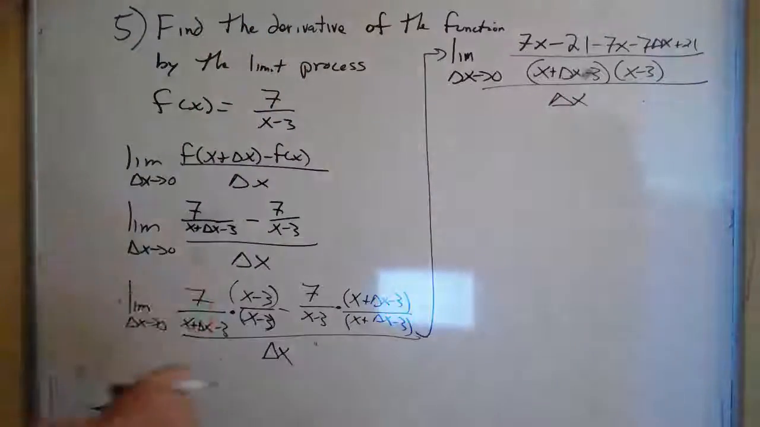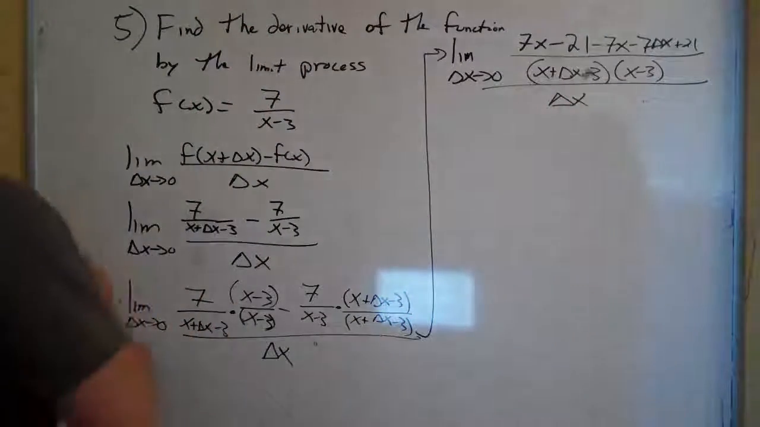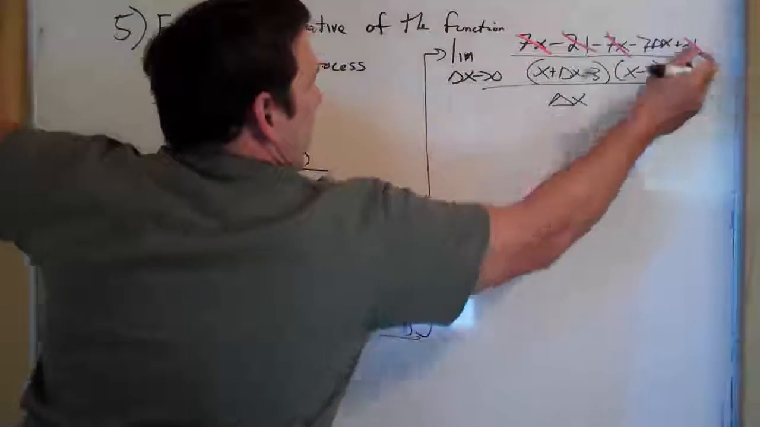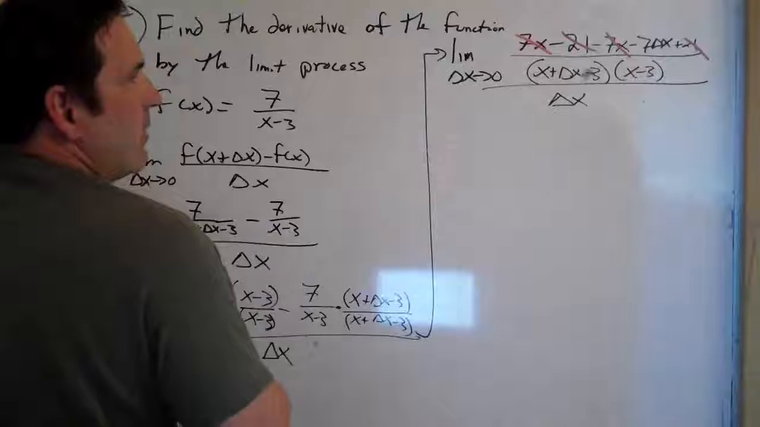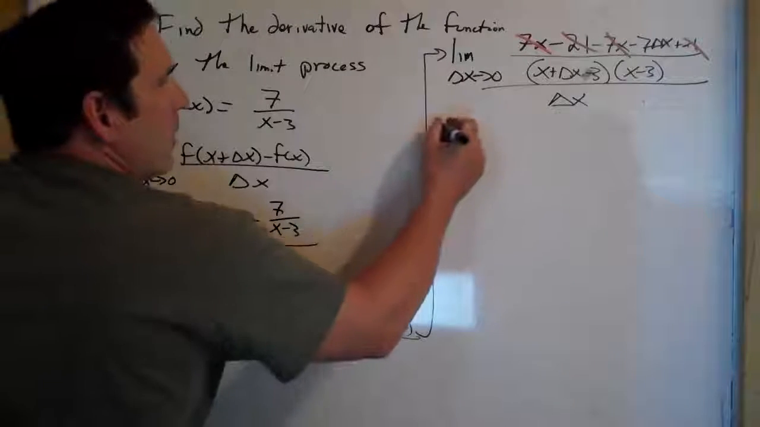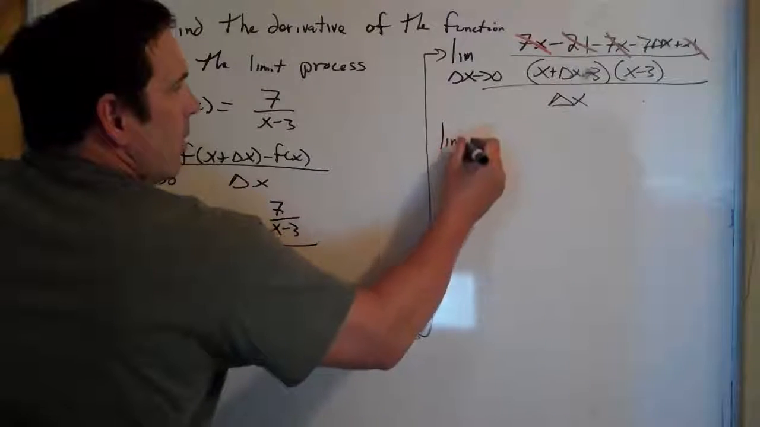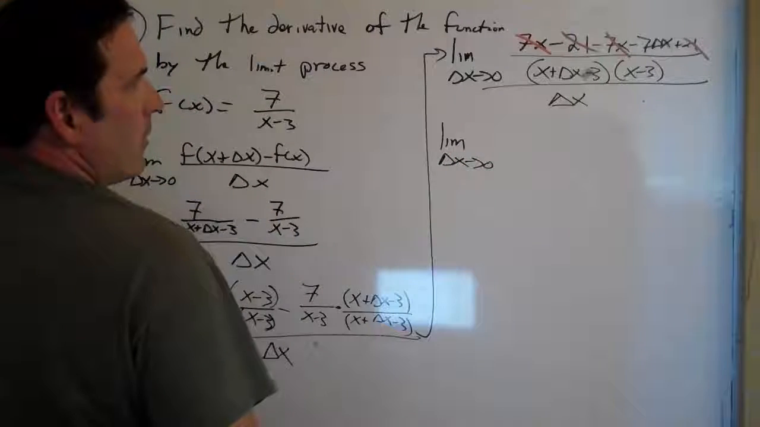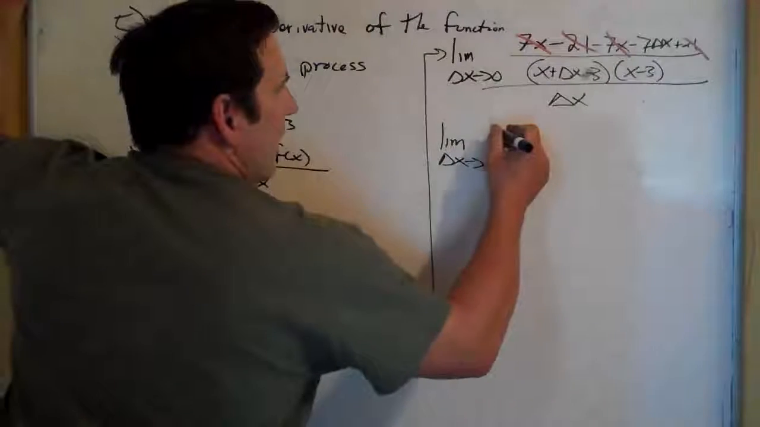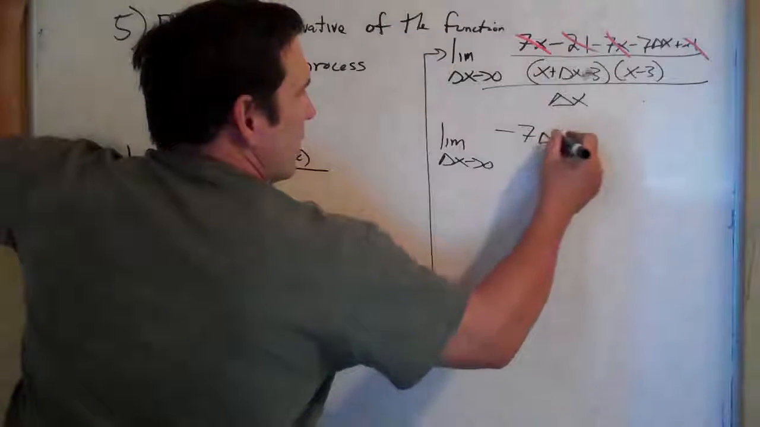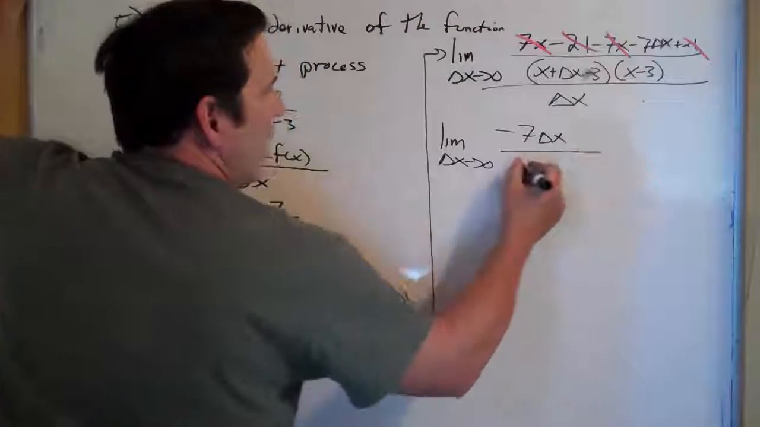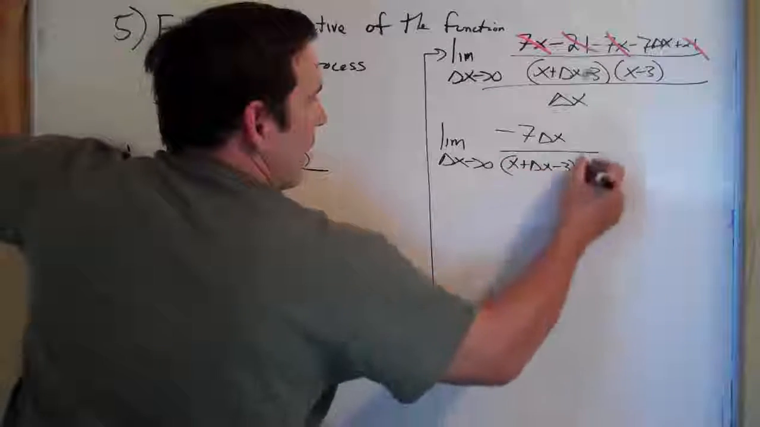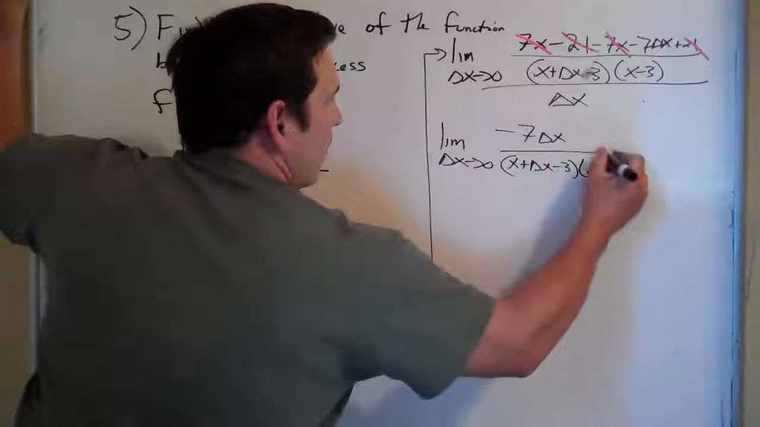Okay, so things are going to start happening now. Clean it up a little bit. The 7x's go away. The 21's go away. And all we have left on top is a negative 7 delta x. So we'll have the limit as delta x goes to 0 of negative 7 delta x over x plus delta x minus 3 times x minus 3.